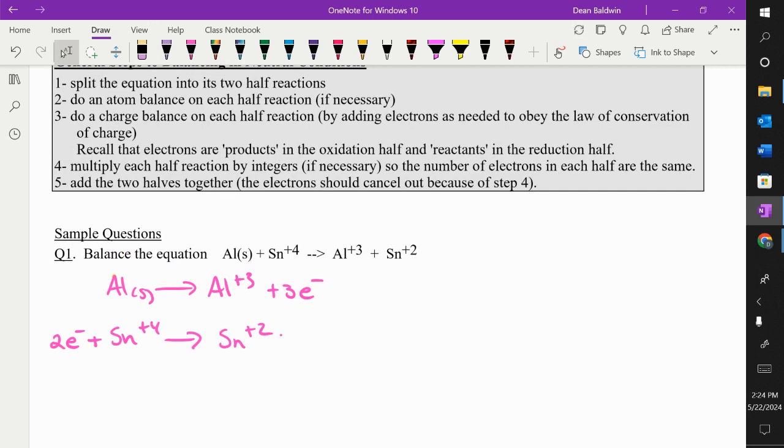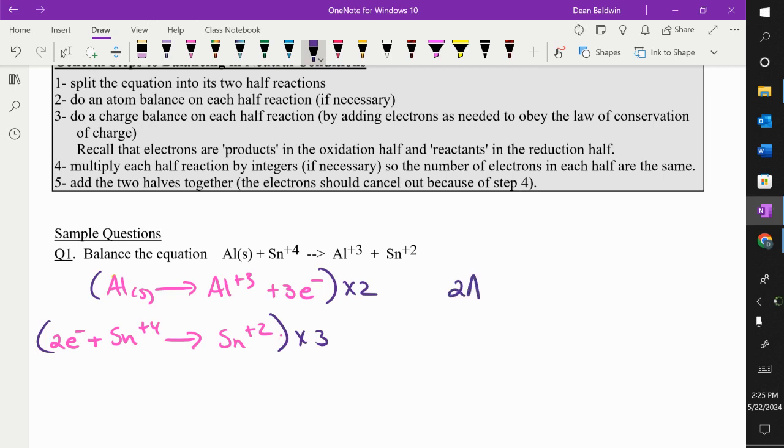In the first one, we're adding electrons on this side, which means this was what? Oxidation or reduction? Oxidation, because the aluminum lost 3 electrons. This is the reduction one. It gained electrons. When you add the half reactions together, the electrons have to go away. How do I make 3 electrons and 2 electrons disappear when I add them together? What's a common factor of 3 and 2? 6, right? So what do I have to multiply the top one by? 2. We're getting into math, people. So this one gets multiplied by 2. The bottom one gets multiplied by 3.